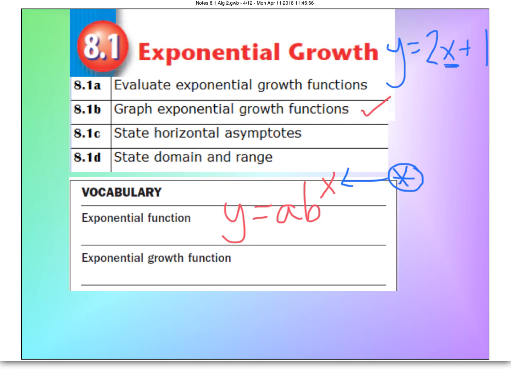Now the way you can tell if it's a growth function is you look at the number that has the exponent next to it. We call it the base. If this number is greater than 1, then it's called exponential growth.